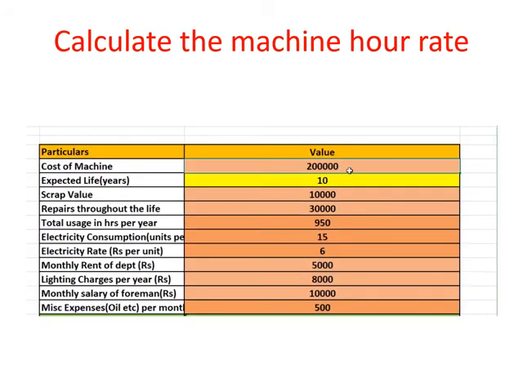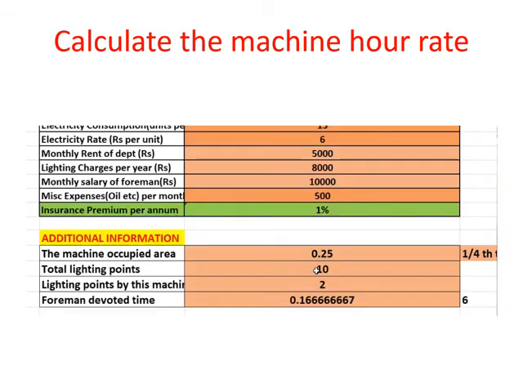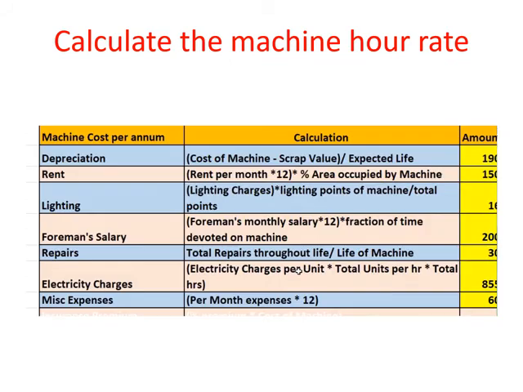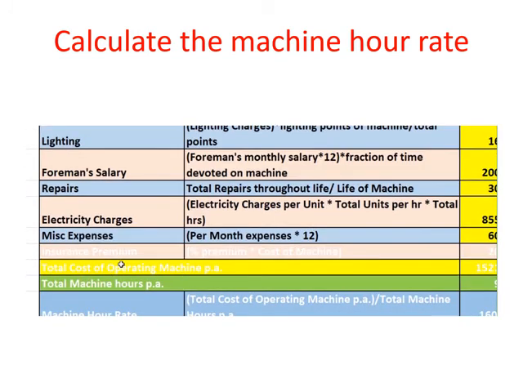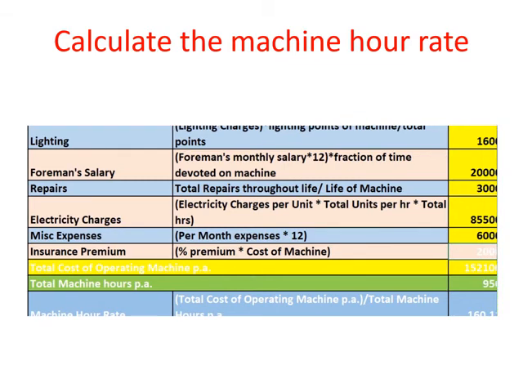If you have some additional installation charges, that also has to be added. In this problem, there are no installation charges. So you can multiply directly with the cost of the machine. So the insurance premium can be calculated as percentage of premium into cost of the machine. So you will have this value as 2000.